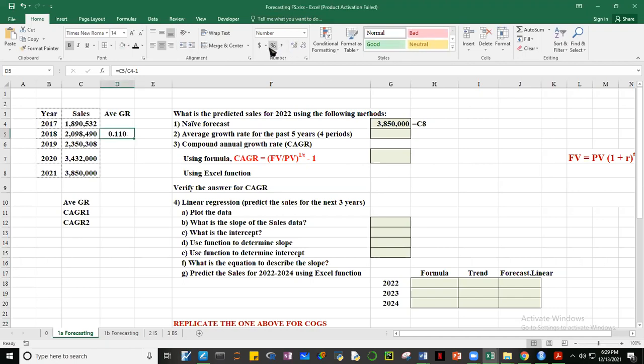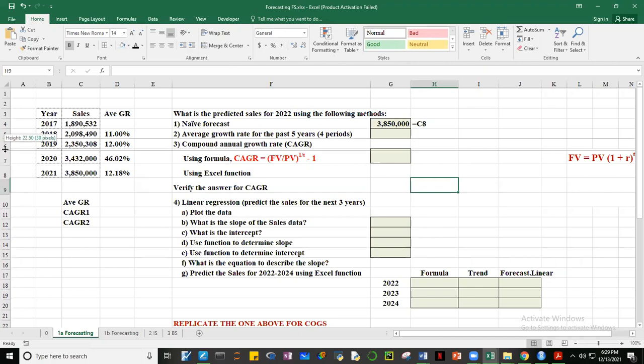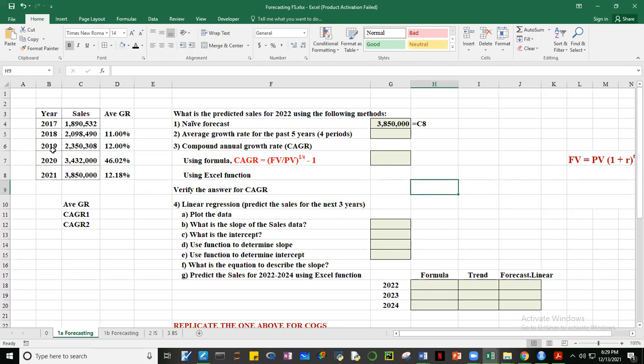Okay, put there some decimal places. So this one, guys, the growth rate is 11%, and we can just easily copy this down. So we now have the figures for the growth rate for 2018 to 2019, and that's 12%. 2019 to 2020, that's 46%. This registers the highest growth rate for these four periods. And then for 2020 to 21, the growth rate was 12.18%.